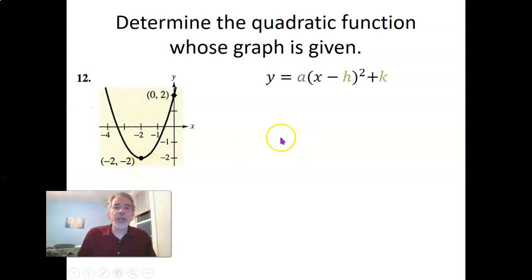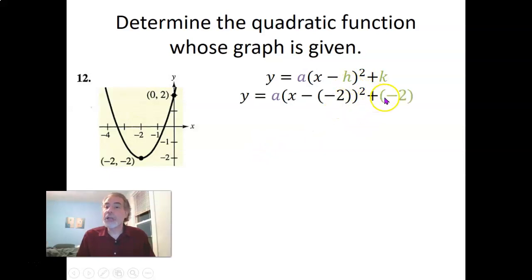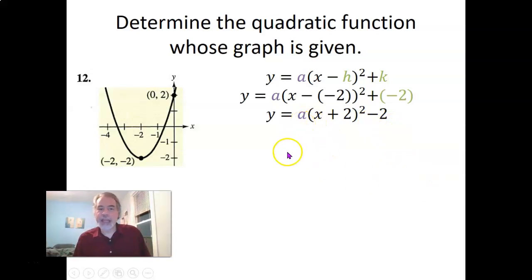So I see what the vertex is for this parabola. It's -2, -2. So let me go ahead and stick in -2 in place of h and -2 in place of k. And it looks a little awkward to write x minus -2. Let me just write that as x plus 2. And instead of writing plus -2 on the end, I'll just write -2. So it's y equals a times x plus 2 squared minus 2. The only thing left to figure out is what number has to go here for a.